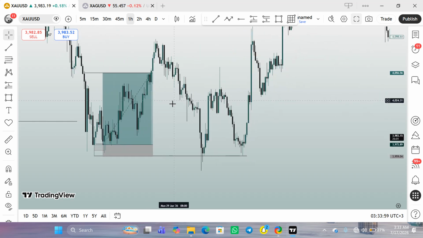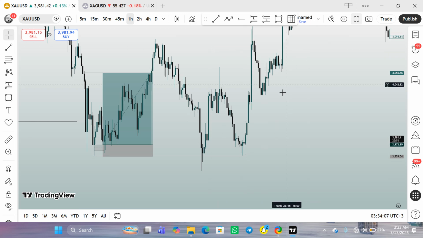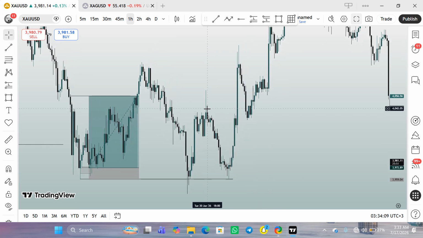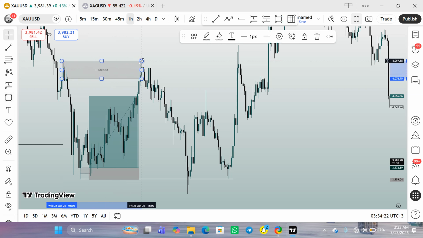Let me take you back to another example. Now, this is liquidity from the left. It got taken out. Now, from here, what do I want to see? I want to see what? A build up. This is where I'm getting my build up.